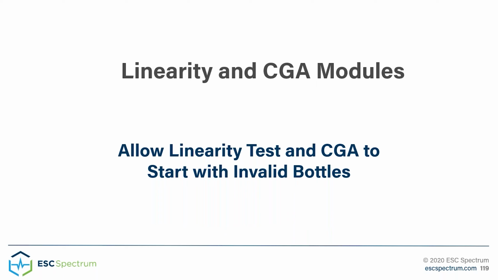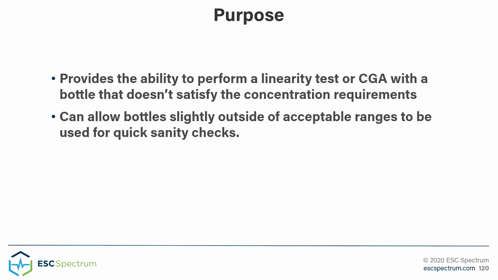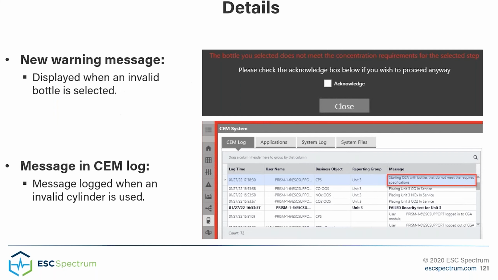Again, with the linearity and CGA modules, allow linearity tests in CGA to start with invalid bottles. It was a request that we provide the ability to perform these linearity tests with a bottle that doesn't quite satisfy the concentration requirements. And you may ask, why would you want to do that? Well, sometimes you want to use bottles that are slightly outside the acceptable ranges just to be used as a quick sanity check. And so now if you go to do that, it'll give you a little warning and say, hey, the bottle you selected doesn't meet the concentration requirements. Please acknowledge. And it'll even put that in the SEMS log that this thing was done with a bottle that wasn't quite right.